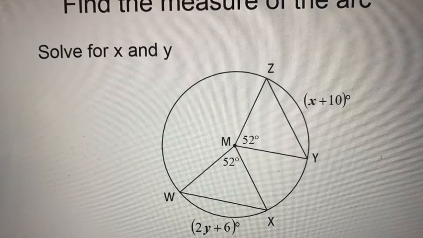Okay, one last problem. As you're copying this one down, again, also think about all of the parts and what do you know. It's always important to start your problems this way.